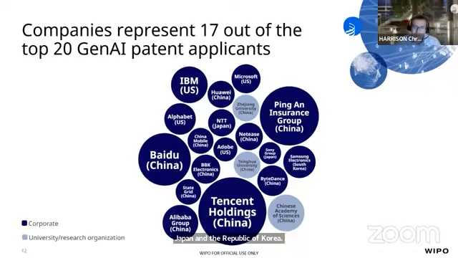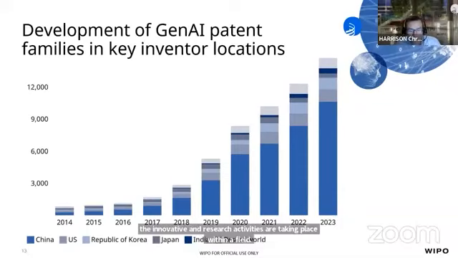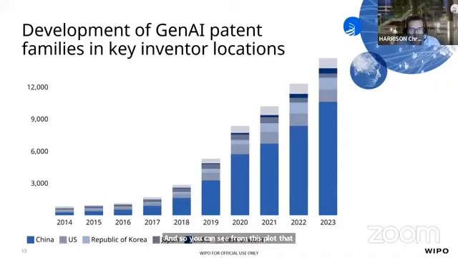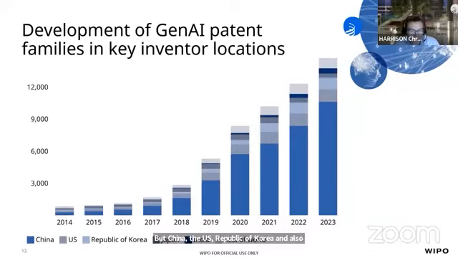And the development at a country level is also interesting to explore, because by looking at where inventions originate, using the information from the location of inventors, we get a good idea around where the innovative and research activities are taking place within a field. And so you can see from this plot that numbers are increasing across the world, but China, the US, Republic of Korea, and also Japan and India lead the way. But you can see the dominance of China in patenting within Gen AI areas.